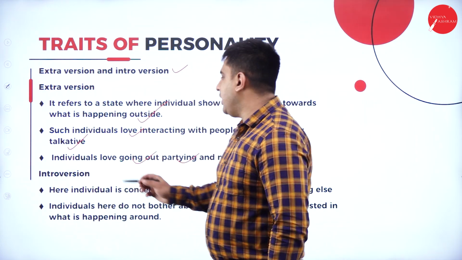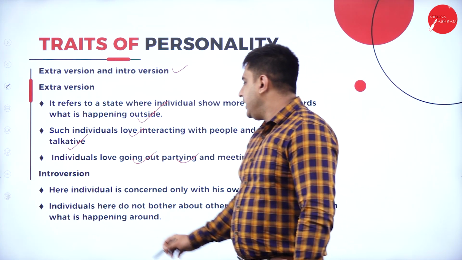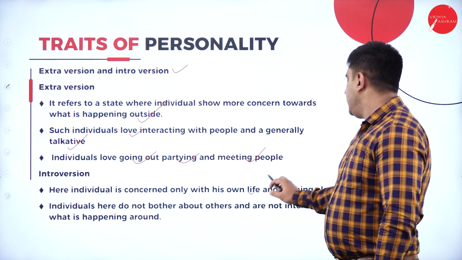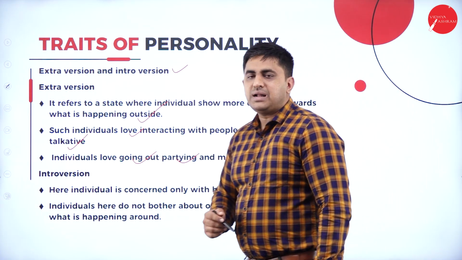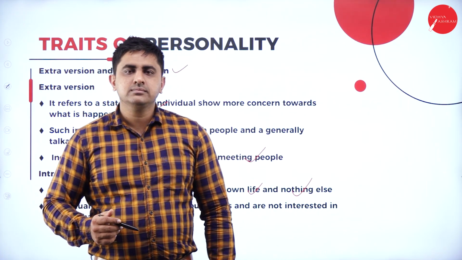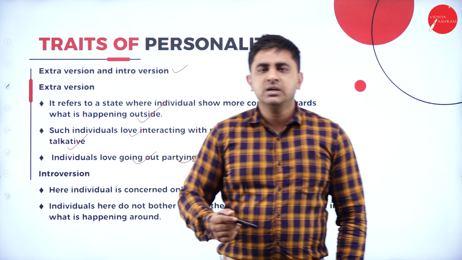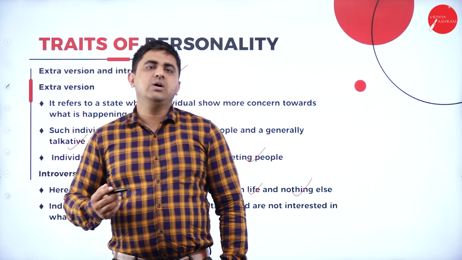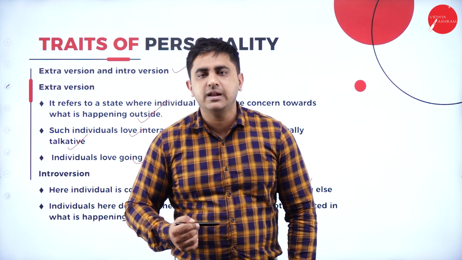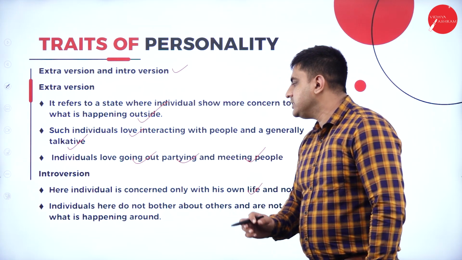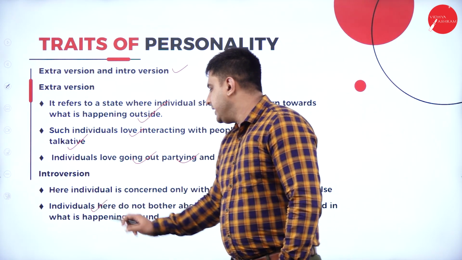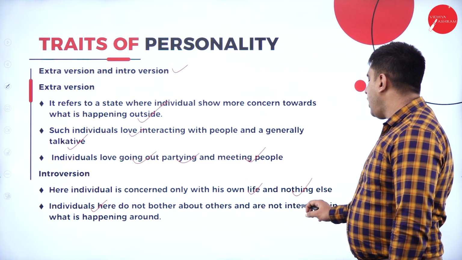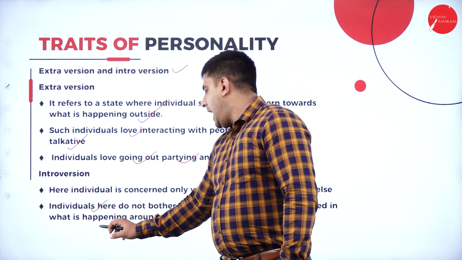Now we'll go for introversion. Here the individual is concerned only with his own life and nothing else. A person who is an introvert doesn't want to meet people all the time. He wants to be inside the house and he wants to be all alone by himself. So this is introversion. Individuals here do not bother about others and others are not interested in what is happening around.